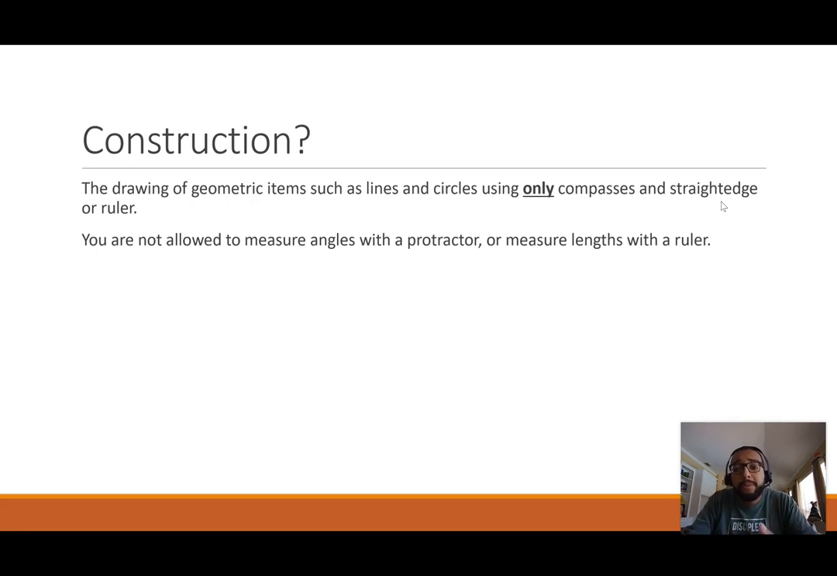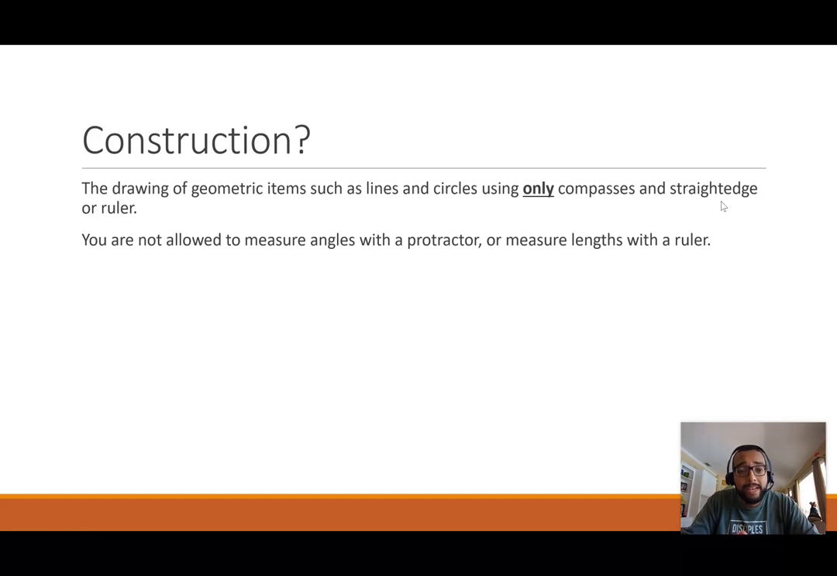So we're going to be doing constructions a lot this semester. In fact, those big three things that we're going to cover will be by construction. Oop, my bad. So what is construction? That is the more technical definition. It's the drawing of geometric items, such as lines and circles, using only compasses and straight edge or ruler.